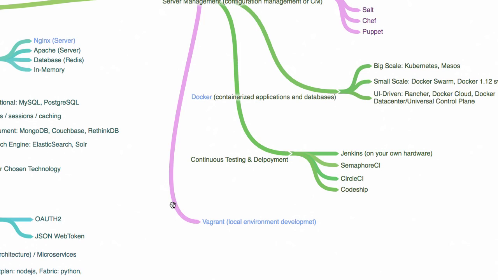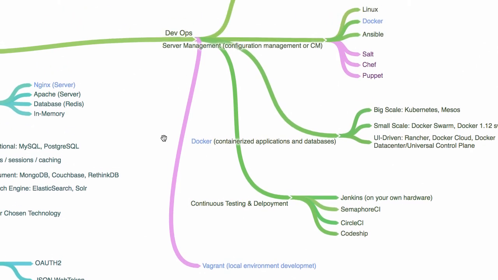Vagrant, I gave this the odd color because you really don't need to know Vagrant anymore. Docker is really, in my opinion, the replacement for Vagrant. It's a good thing to be aware of in case you were to come across a legacy application that used Vagrant, but I think Docker is the thing to learn.